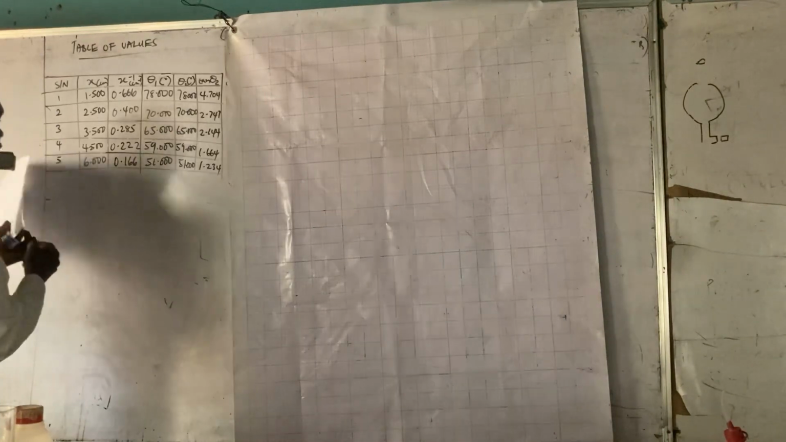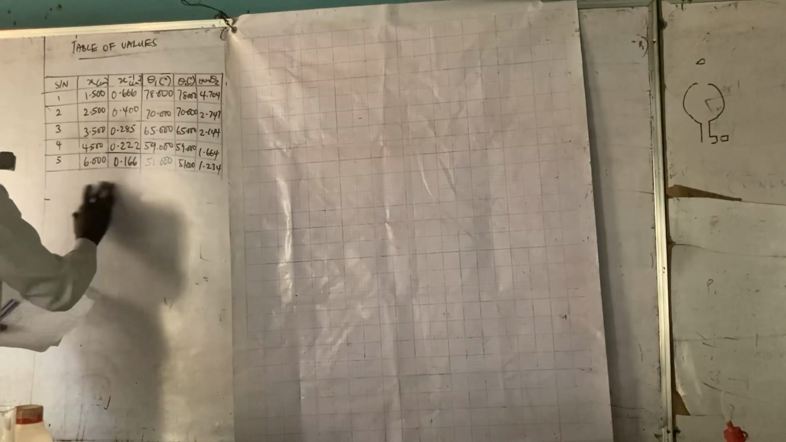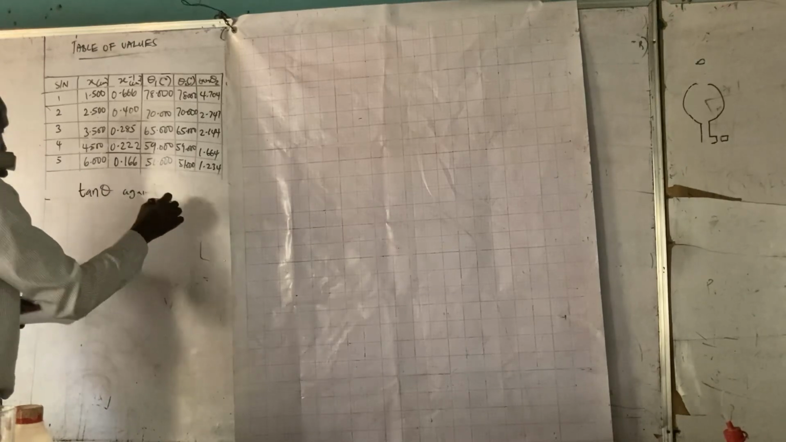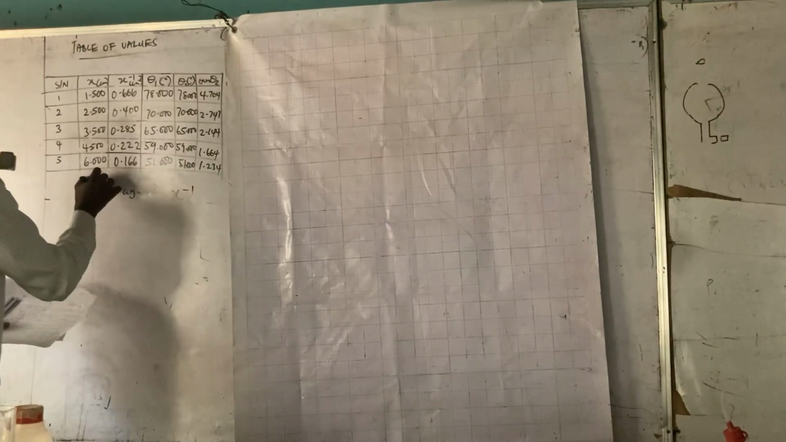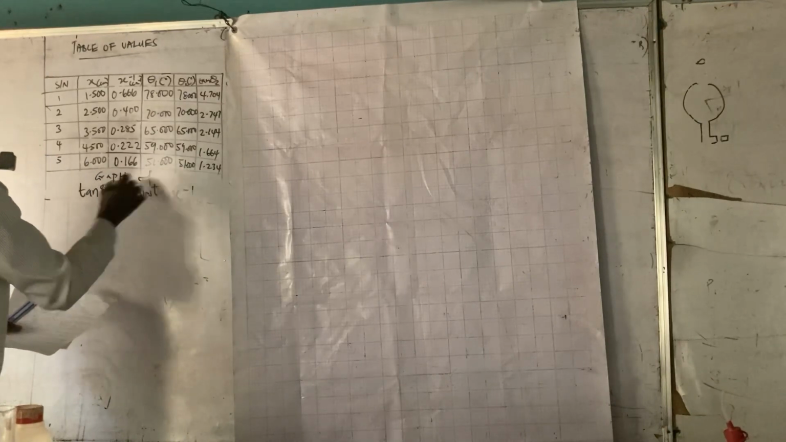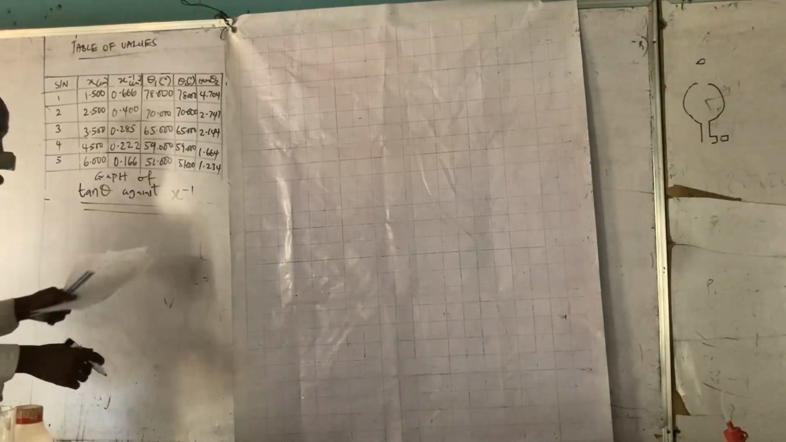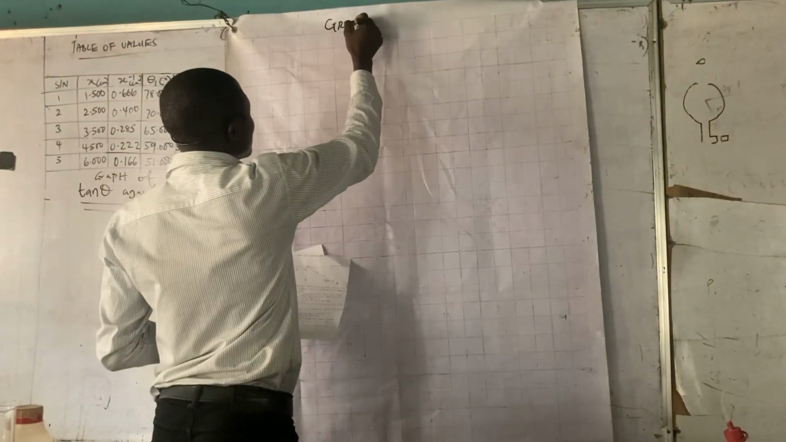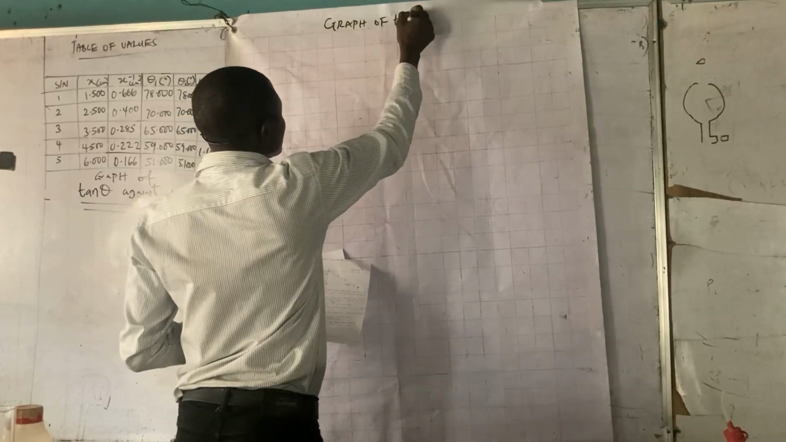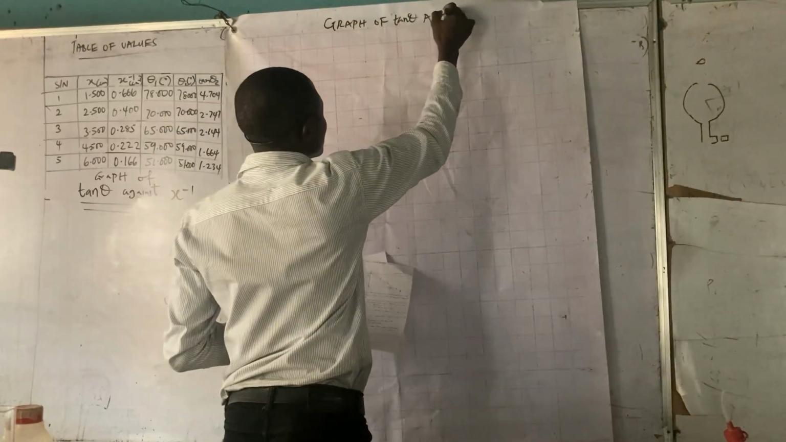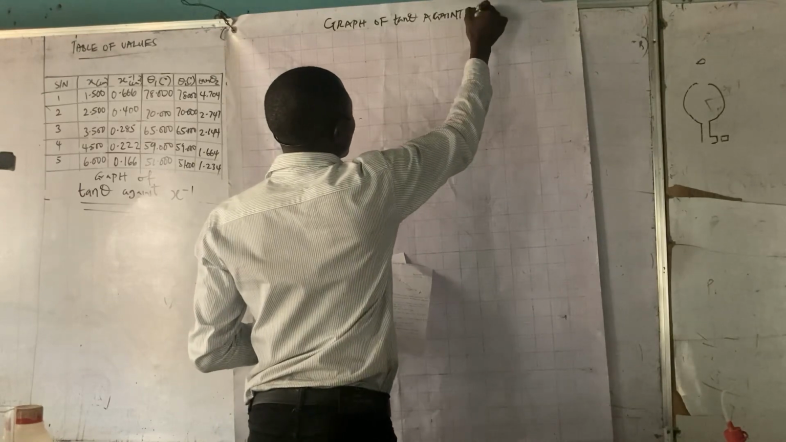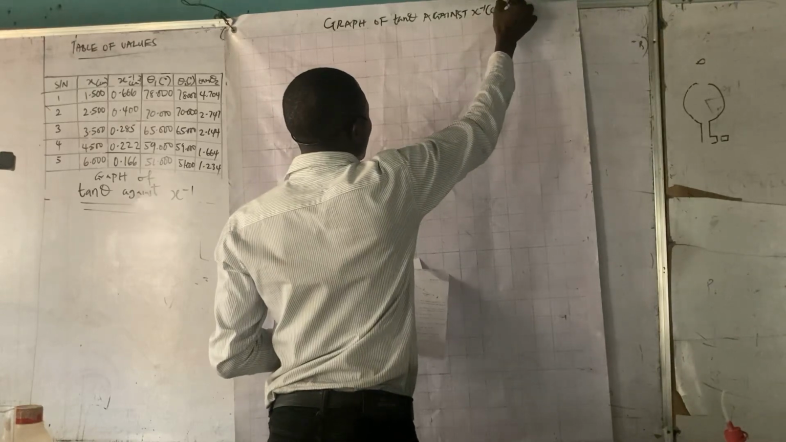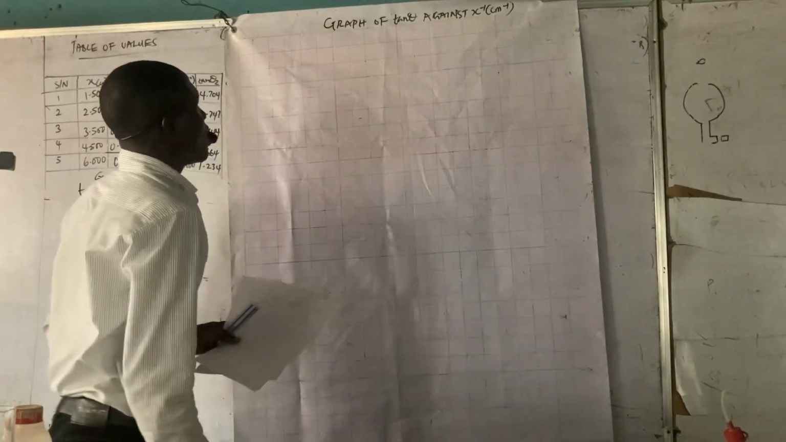We have to plot a graph of tan theta against x inverse. So the graph of tan theta against x inverse, that is per centimeter. So now that's the graph we are asked to plot.